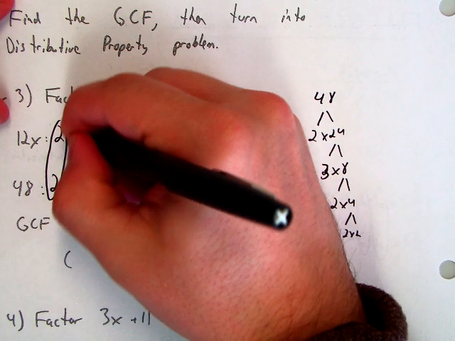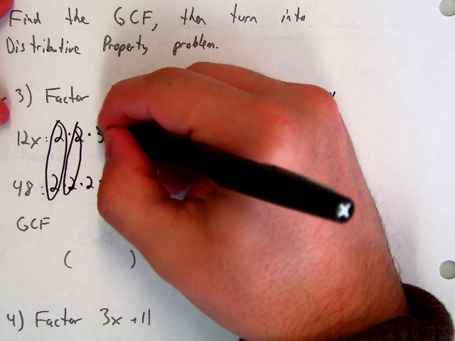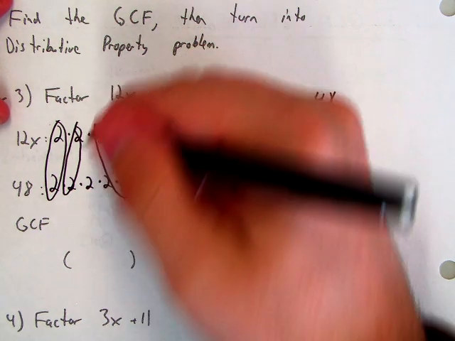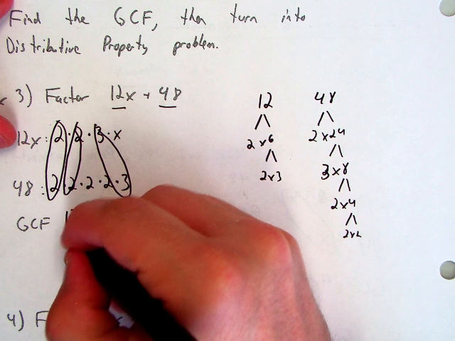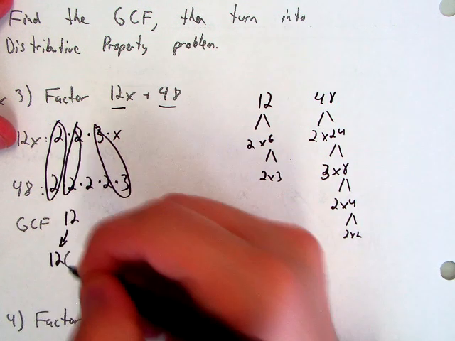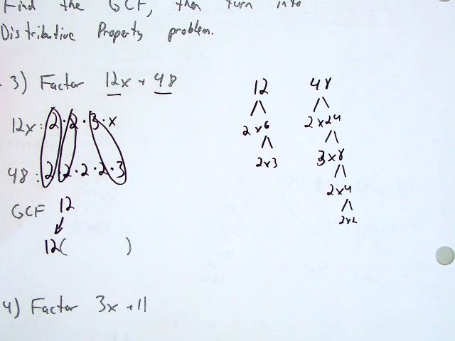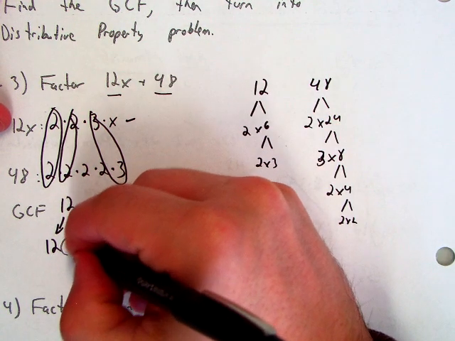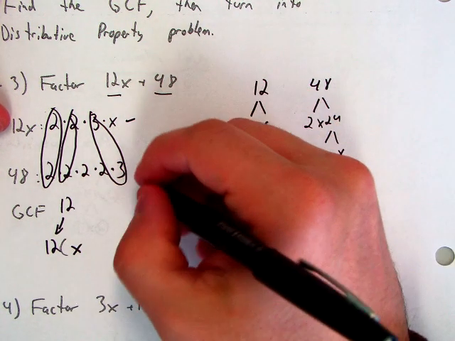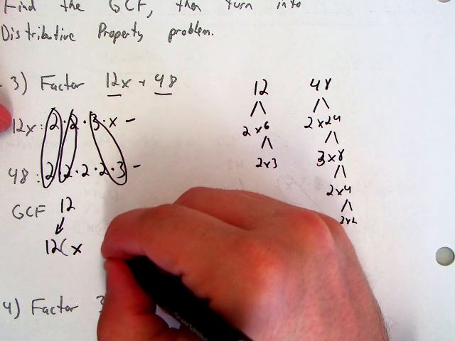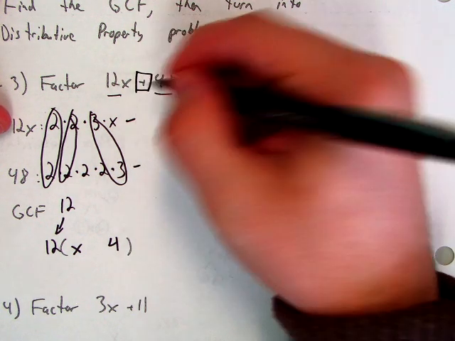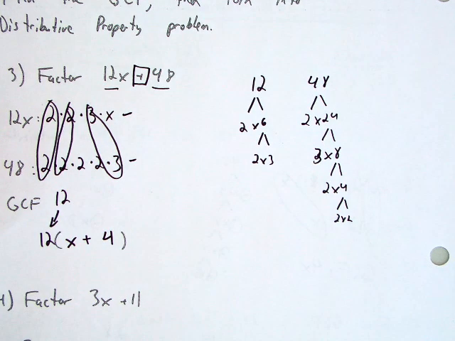Look for pairs. Here's a pair. Here's a pair. Here's a pair. So 2 times 2 is 4 times 3 is 12. That number goes right here on the outside of the parentheses. First number, whatever is left, goes here. Second number, whatever is left, goes here. So 2 times 2 is 4. And then because there was a plus sign in between, I bring a plus sign down.